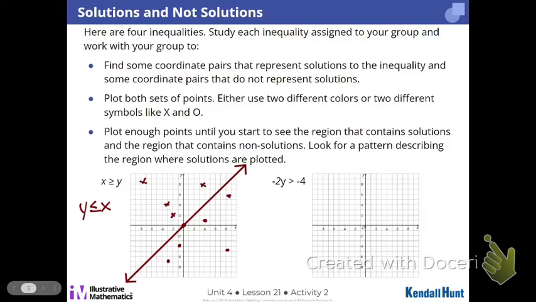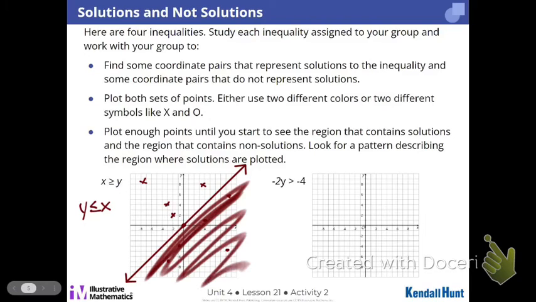So if we're going to shade this thing, we would shade everything below. Did I not do that? All right, let's do this with the next one.